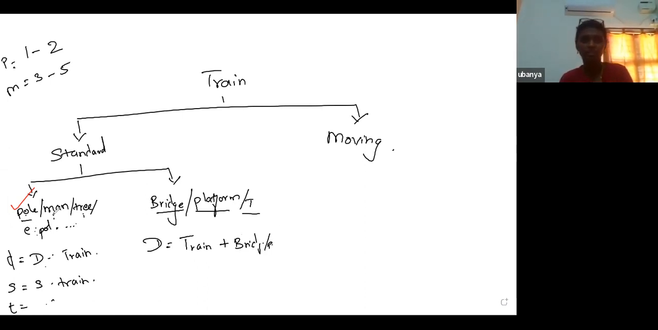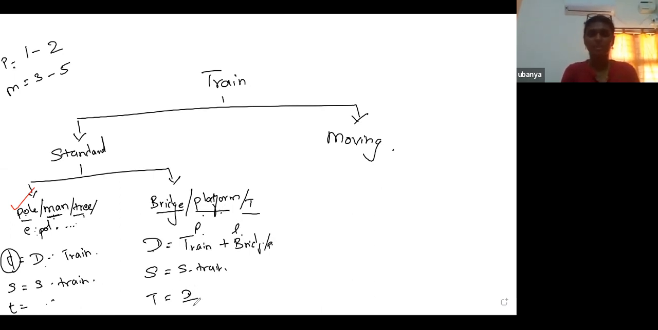In the earlier case, a man or tree doesn't have a length, so the distance would be only the length of the train. Here the distance would be the length of the train plus the length of the bridge, and the speed remains the same. A bridge or platform doesn't have a speed, so the speed would be the speed of the train, and time is the same: distance divided by speed.